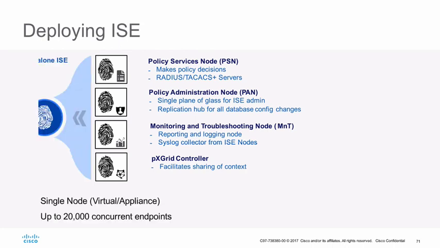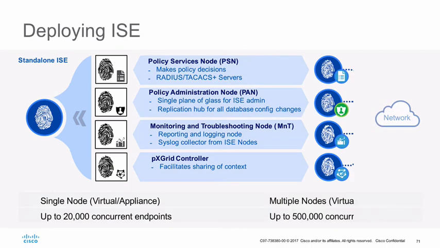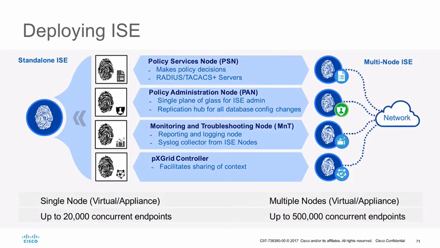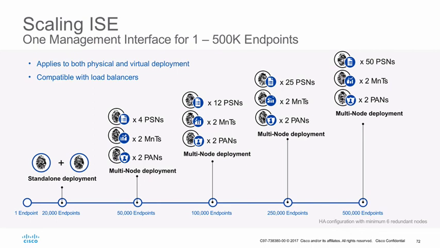All of these personas can sit on a single standalone node, right? Or if we need to scale, what we can do is break those out into individual nodes that will allow us up to 500,000 concurrent endpoints. So we go from our standalone deployment, which is just 2, an HA pair that supports 20,000, all the way up to 500,000 endpoints, which is where we've broken out all the personas. It's 2 PANs, 2 M&Ts, and up to 50 PSNs.